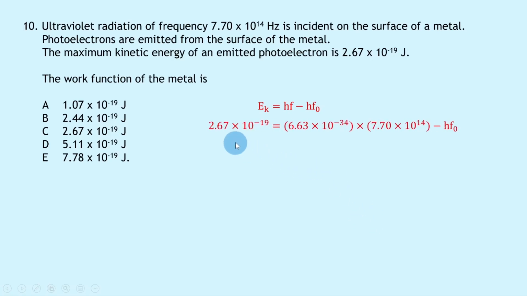So we have 2.67 times 10 to the minus 19 for the maximum kinetic energy, and this is equal to Planck's constant h from the datasheet, 6.63 times 10 to the minus 34, times 7.7 times 10 to the 14, which was the incident photon frequency, and this is minus the work function hf0. So if we add hf0 to both sides, then we'll get this expression, and if you put that into your calculator and then subtract this value, you should get hf0 equals 2.44 times 10 to the minus 19 joules, which gives the answer B.